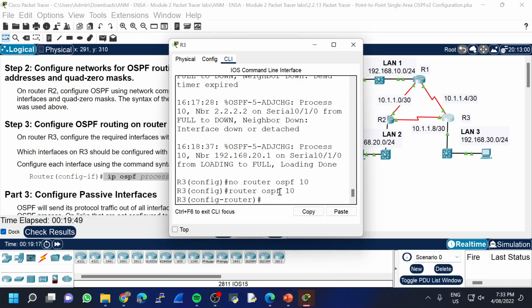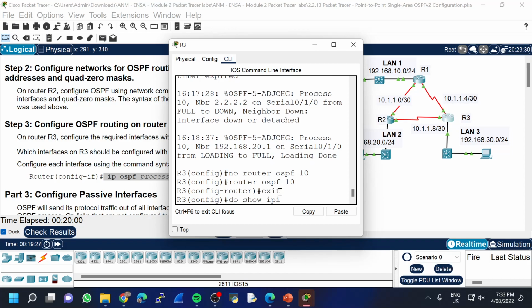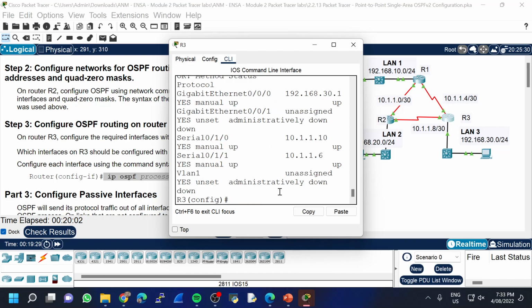And then we're going to go to the interfaces. Interface. We need to find out what interfaces are there. So this is demonstrating the 3 different ways of doing it. Exactly. So we basically need to advertise gigabit 000, serial 010, and serial 011. Let's go. So we start with the first one.